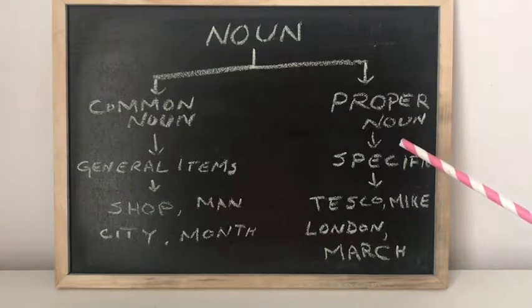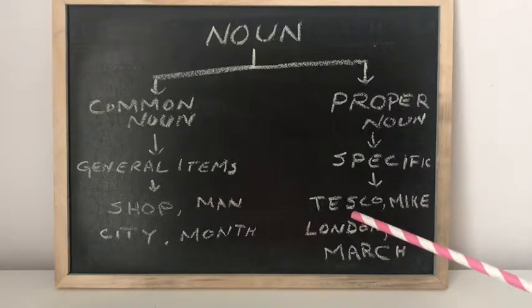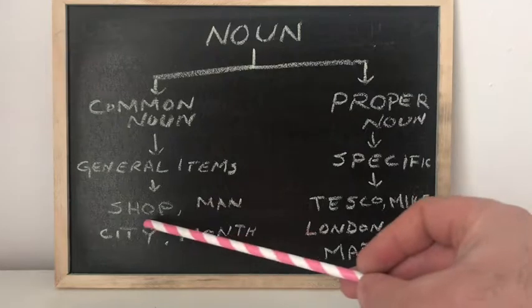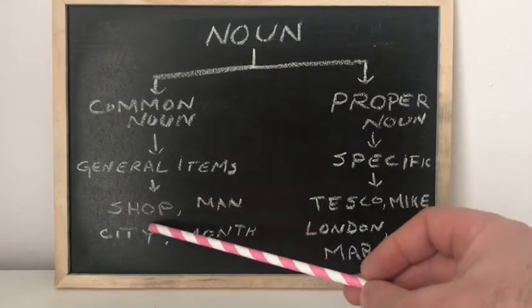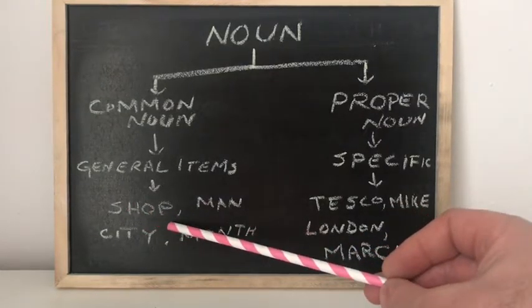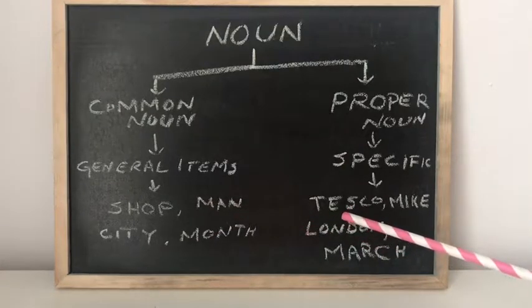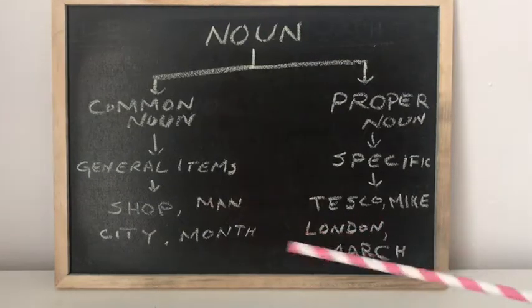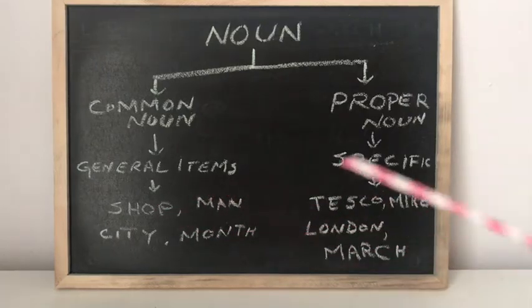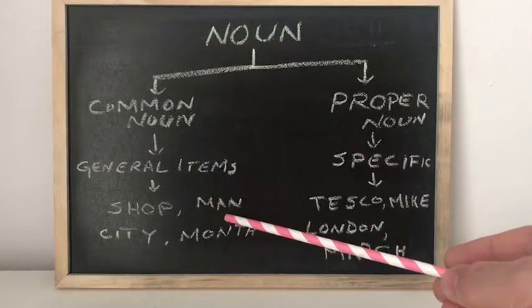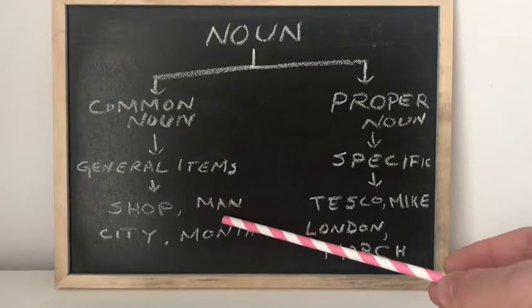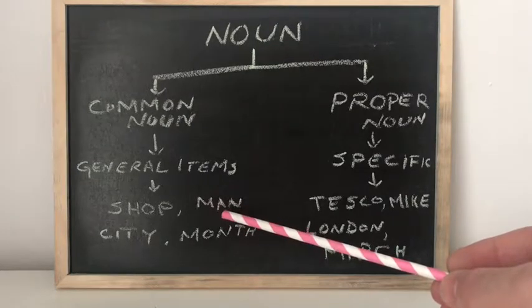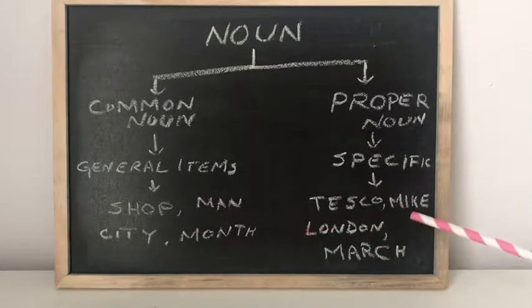Proper nouns, the examples are Tesco. The shop, when we give this shop a name, Tesco or Marks and Spencer's, it becomes a proper noun. Tesco or Marks and Spencer's is a proper noun. Shop is a common noun. Man is just a common noun. It could be anyone. But when we give this man a name, Mike, it becomes a proper noun.